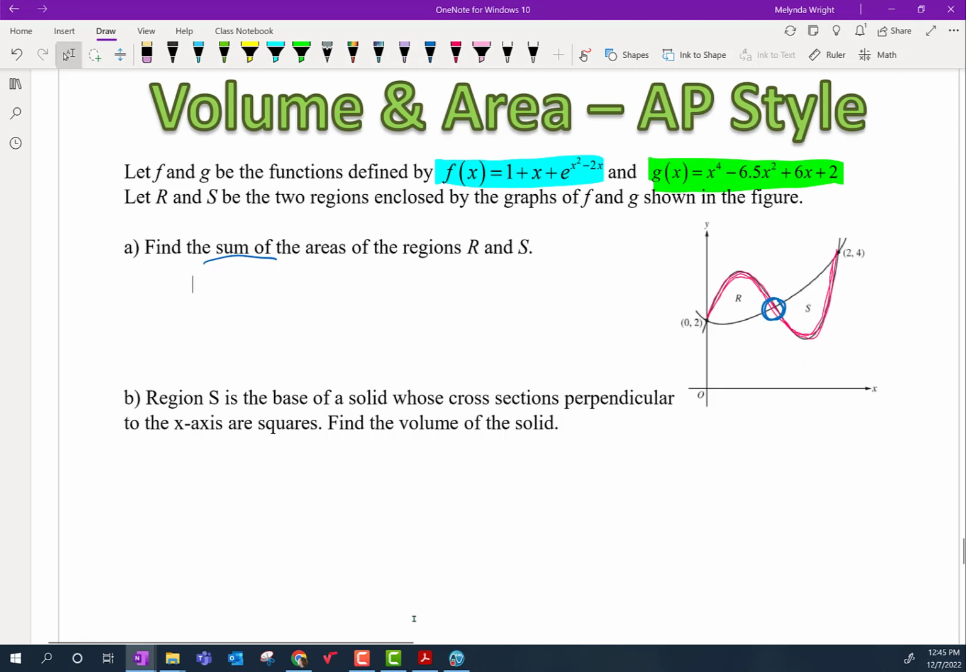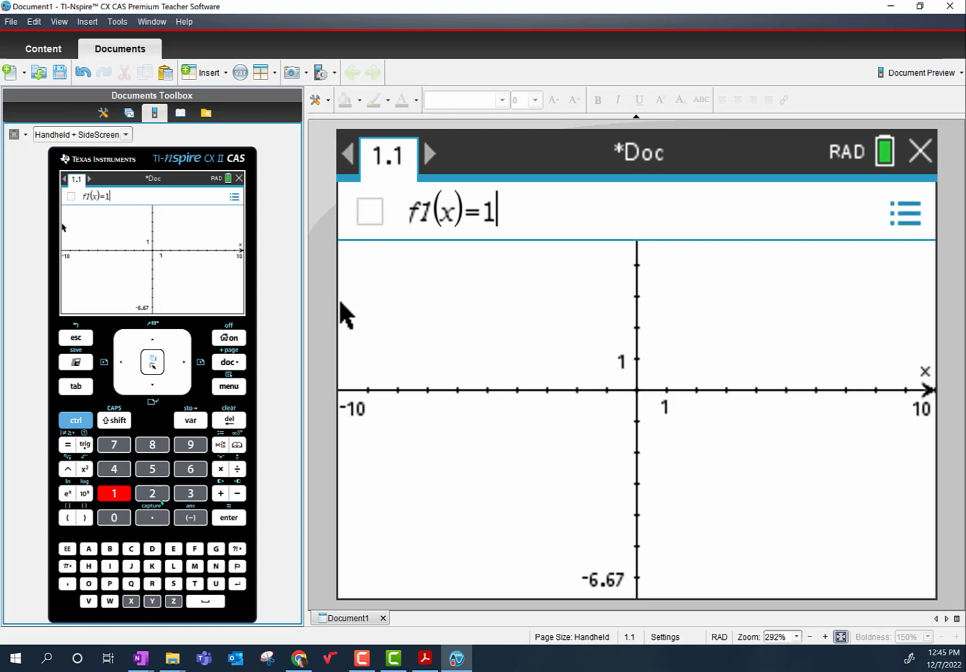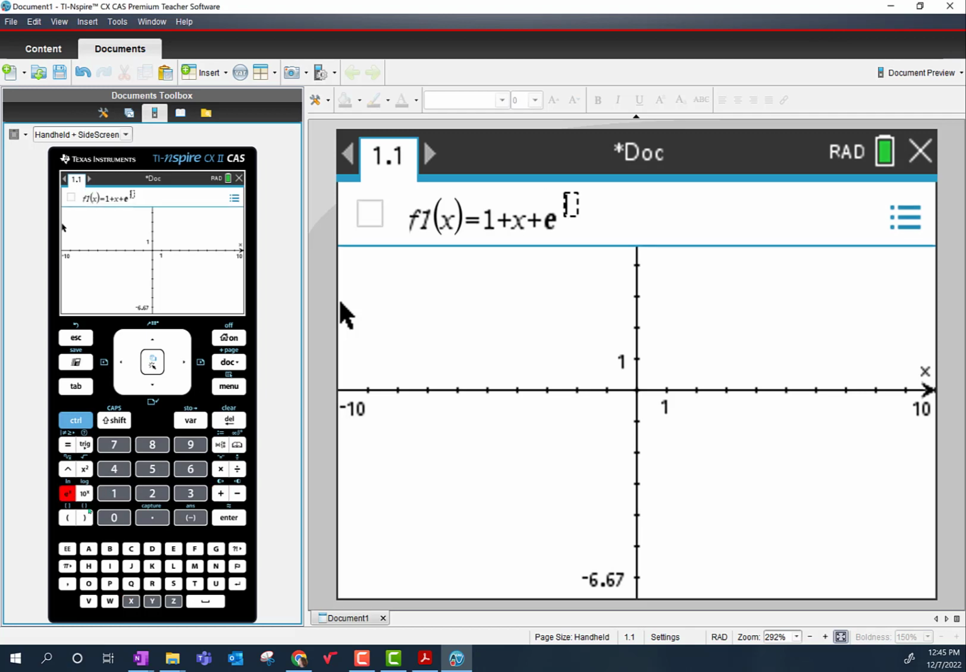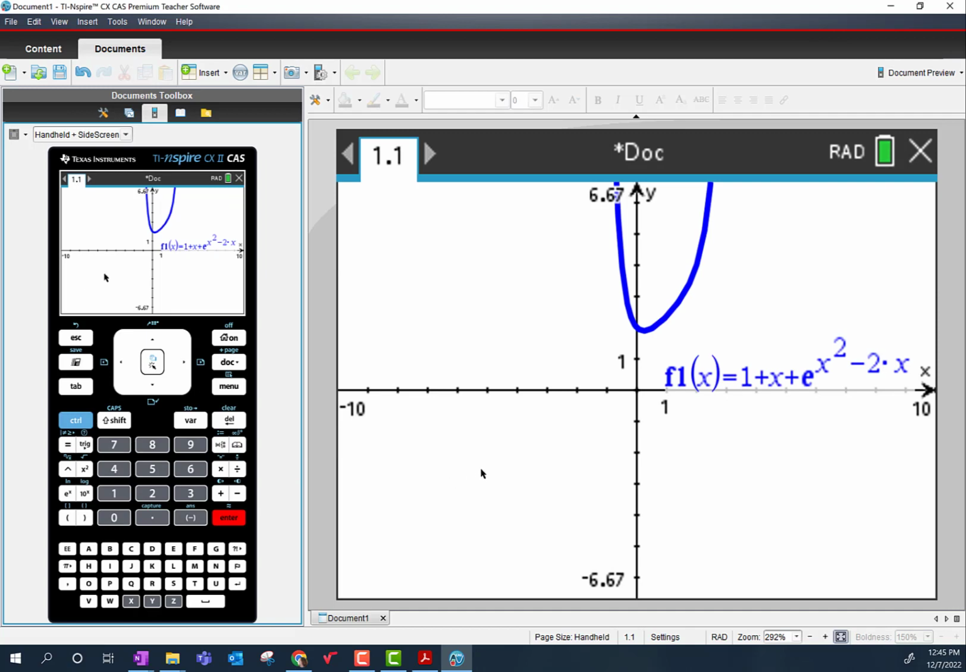All right, so let's navigate to our calculator. I'm going to do an alphabetical order: f, I'm going to put in f1, and then g, I'm going to put in f2. I'll make a little note on my paper so that I don't get confused. So f1 is 1 plus x plus e to the x squared minus 2x. Okay, so there is my first function, the function called f. I'll go ahead and log that in there.